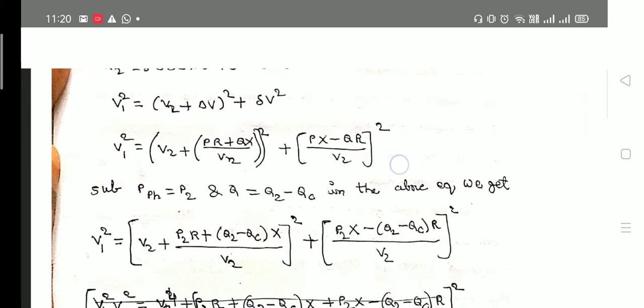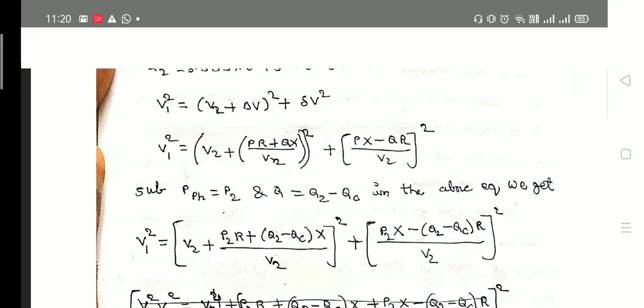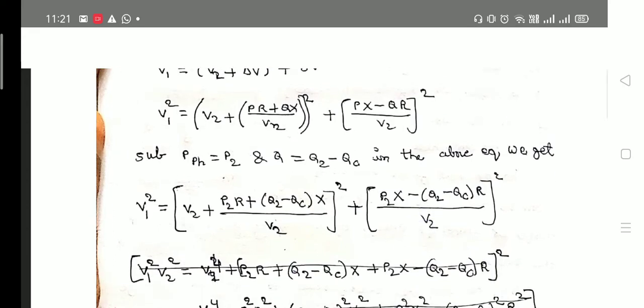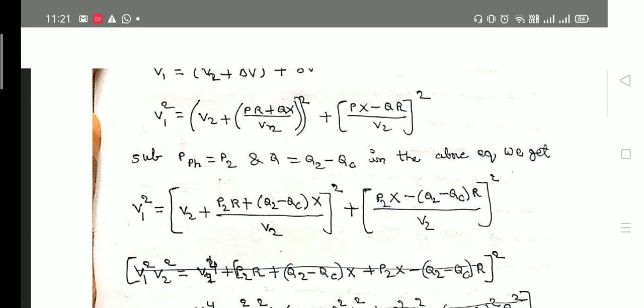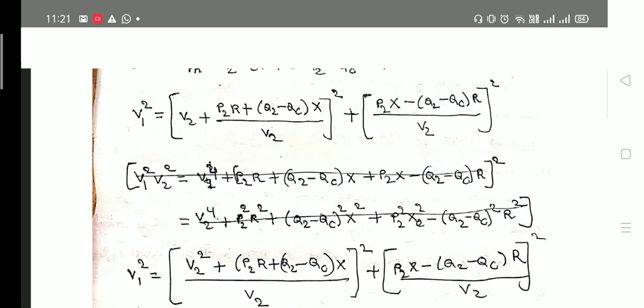This formula we already know for the synchronous condenser. In this equation we substitute P2 in place of P, and Q2 minus QC in place of Q. After substituting, V1 square is equal to V2 plus P2R plus Q2 minus QC into X, by V2, whole square, plus P2X minus Q2 minus QC into R, by V2, whole square. Then after we can simplify this.